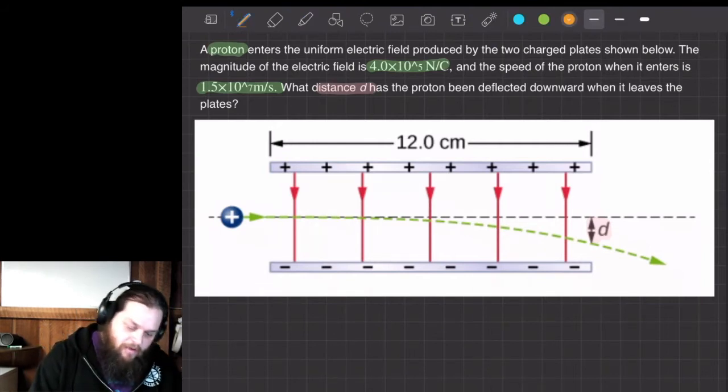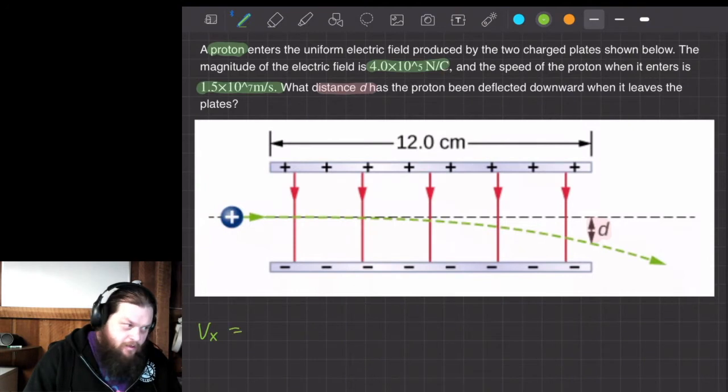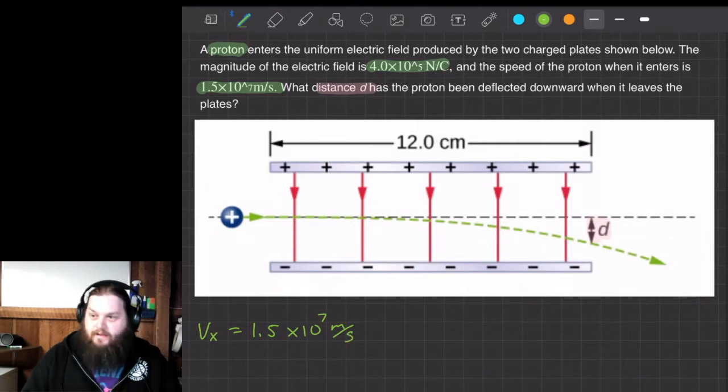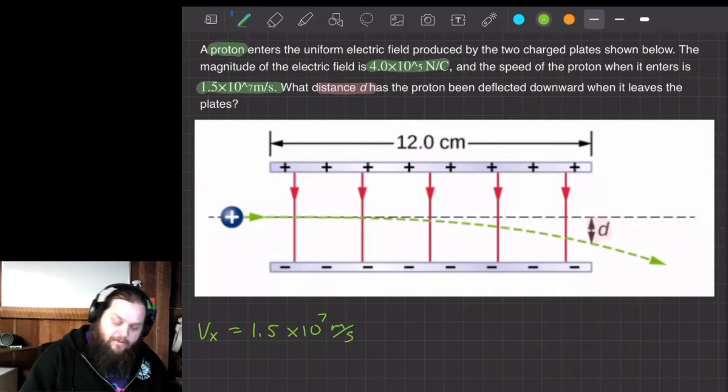So let's start to write out what we know. I know that the velocity of this particle in the x direction is going to equal 1.5 times 10 to the seventh meters per second. And that's pretty fast. In fact, that's about 5% of the speed of light.